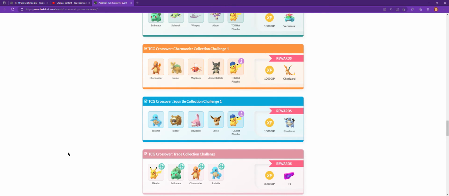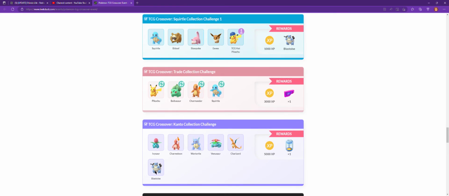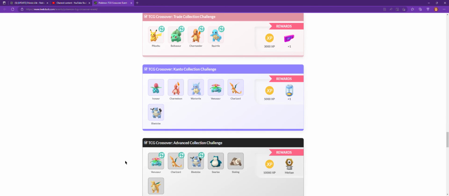Next, the Trade Collection Challenge. You had to trade with friends and collect these. It's not that you traded them, they trade you these. You had to be traded Pikachu, Bulbasaur, Charmander, and a Squirtle, and you got rewarded with 3,000 XP and a regular Lure Module. Then you had to catch Ivysaur, Charmeleon, Wartortle, Venusaur, Charizard, Blastoise, and you got rewarded with 5,000 XP and one Incubator.